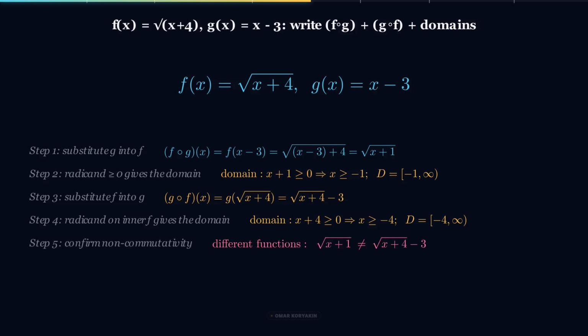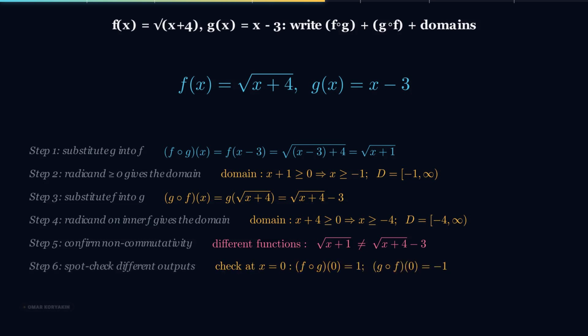Step 5. Compare the two compositions. F composed with g of x equals the square root of x plus 1, with domain from negative 1 to infinity. G composed with f of x equals the square root of x plus 4 minus 3, with domain from negative 4 to infinity. The two compositions are different functions with different domains, again illustrating that composition order matters.